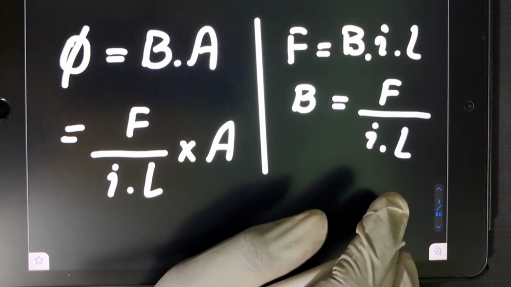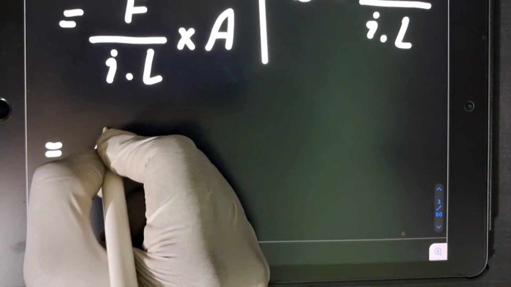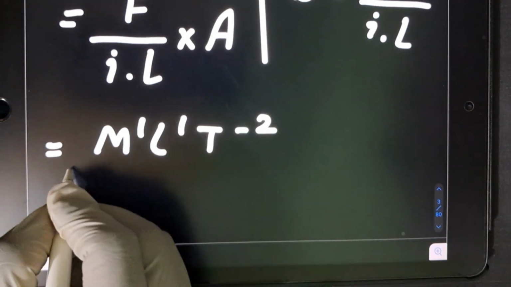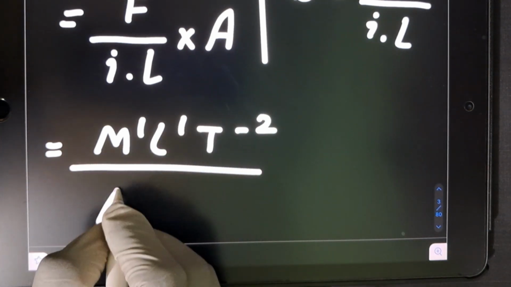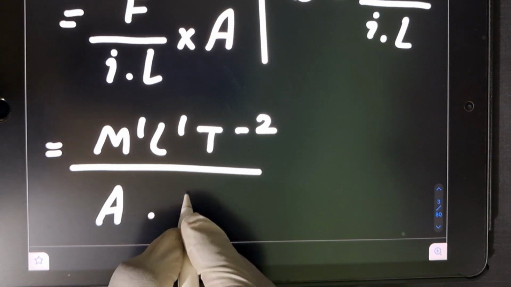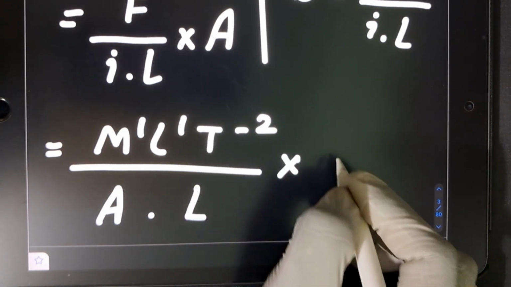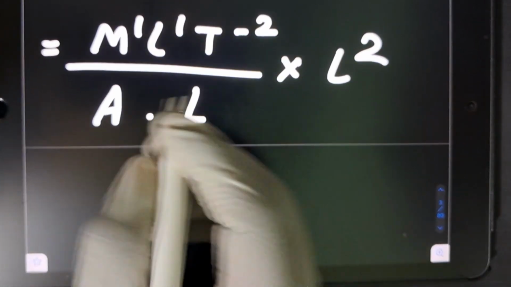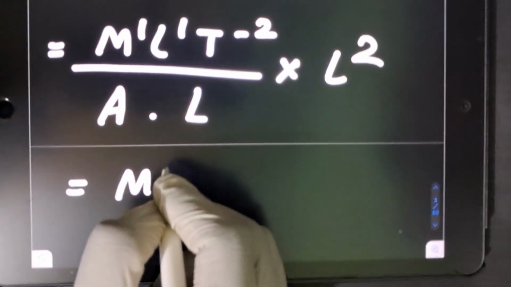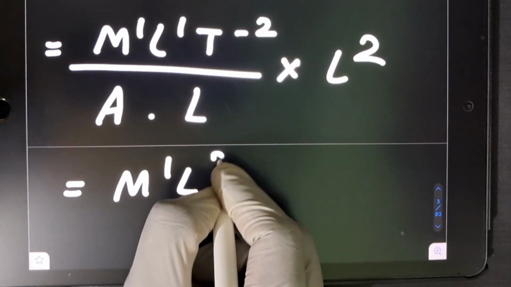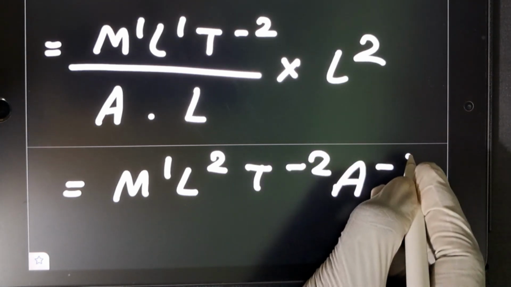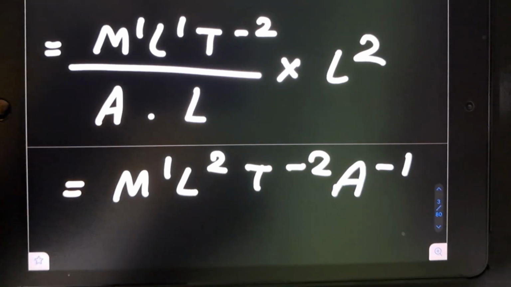The dimensional formula of force is M power 1, L power 1, T power minus 2, divided by I, which represents current A, into L, length, into area A, L power 2. On cancellation of length and reciprocation, we get M power 1, L power 2, T power minus 2, A power minus 1. This is the dimensional formula of magnetic flux.